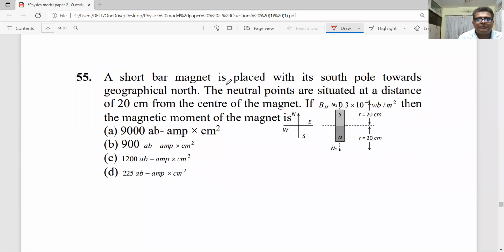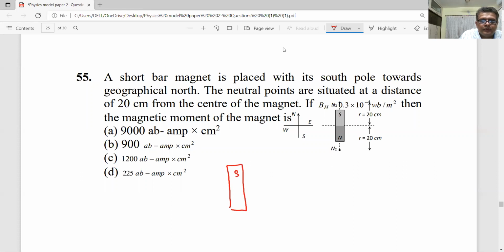A short bar magnet is placed with its south pole towards the geographical north. The neutral points are situated at a distance of 20 centimeters from the center of the magnet. If BH is equal to 0.3 into 10 power minus 4 Weber per meter square, then what is the magnetic moment of the magnet? Let's work out this particular problem. Say neutral point, I want to tell you there.